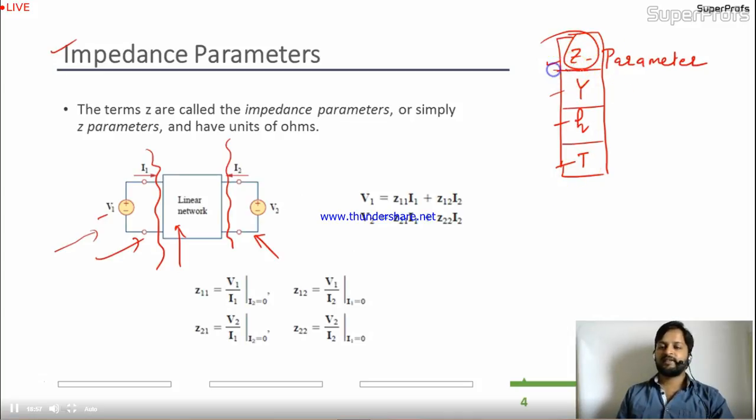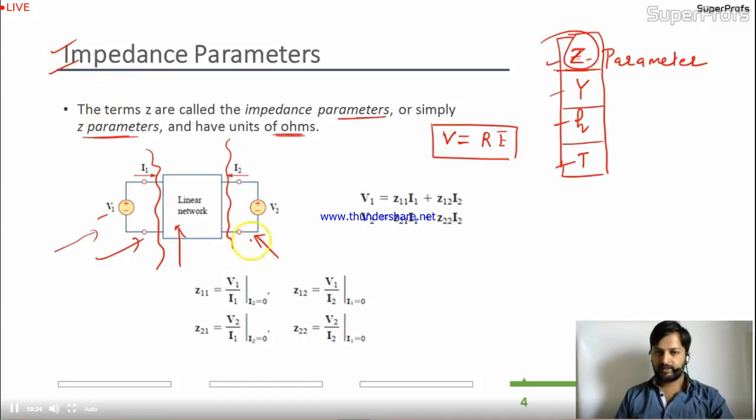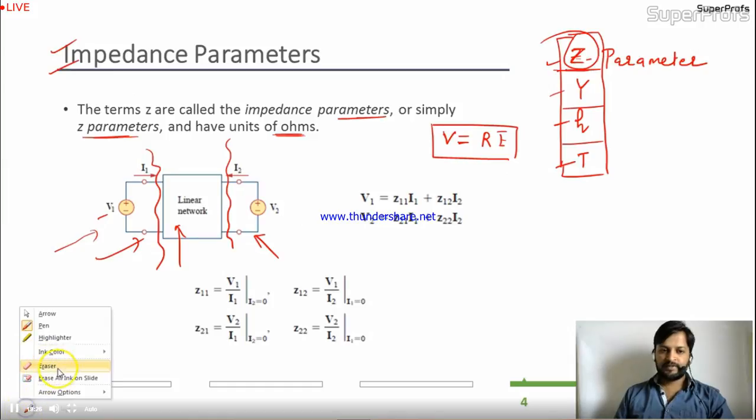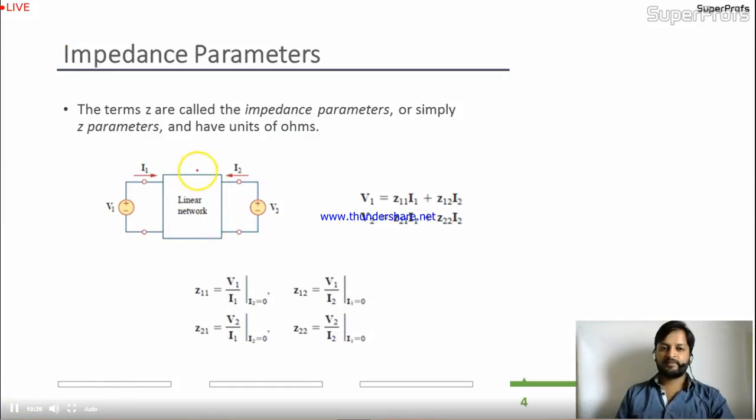The first one is the Z parameter. Z is nothing but the simple impedance. The terms Z are called the impedance parameters or simply Z parameters and have units of ohm. Means totally it's like a resistance kind of thing. Equation will be V equal to Ri. Whatever equation we'll write will resemble V equal to Ri because we are writing the impedance parameter. Is it clear?